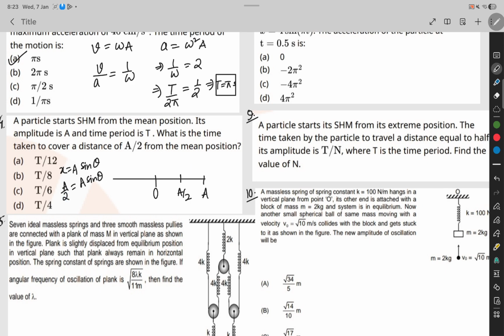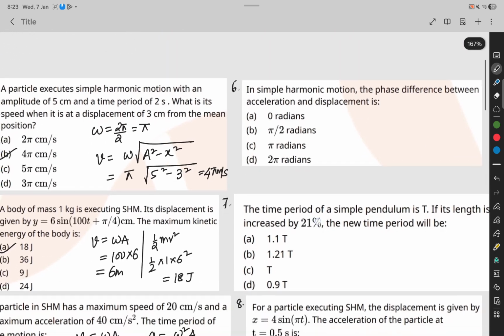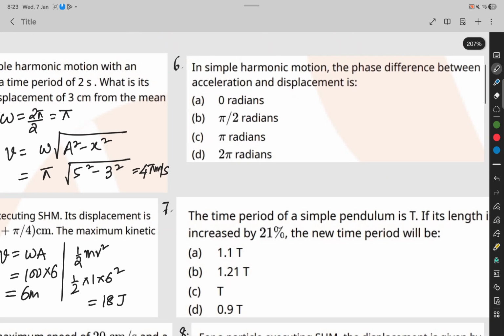So A by 2 is equal to A sine theta. So sine theta is 1 by 2, that is theta equal to pi by 6. If this is pi by 6, then the time will be T by 12, because for 2 pi the time taken is T. So for pi by 6, that will be T by 12. Okay, now on to the next question. I will be solving questions 5 and 10 just after solving all the other questions.